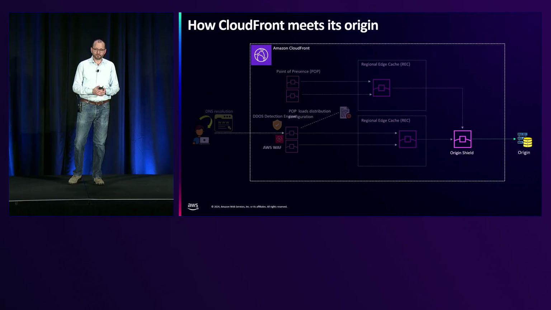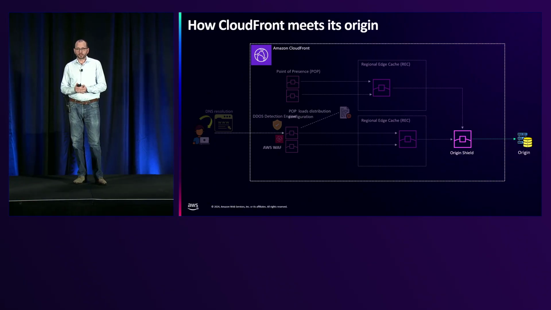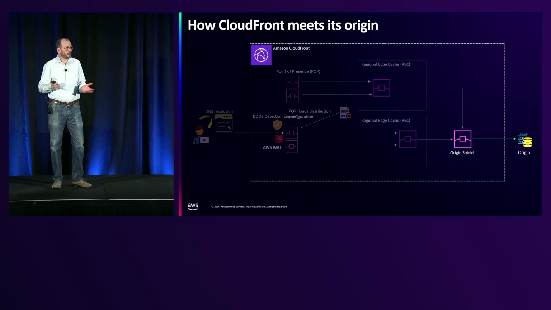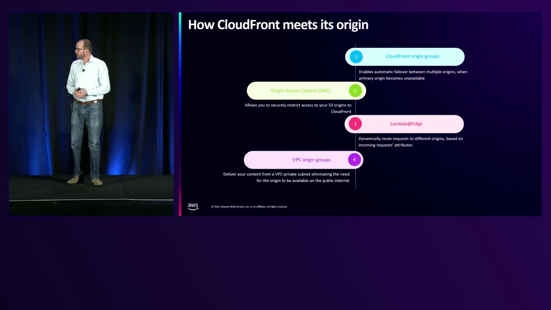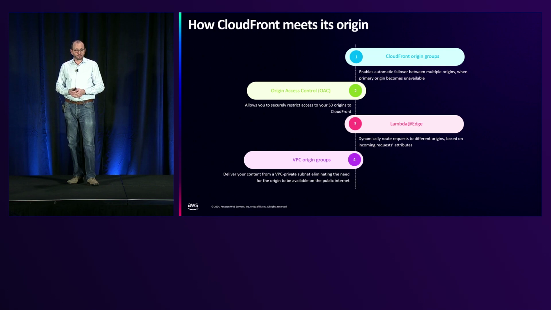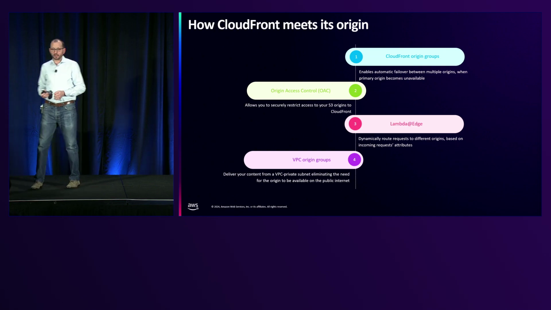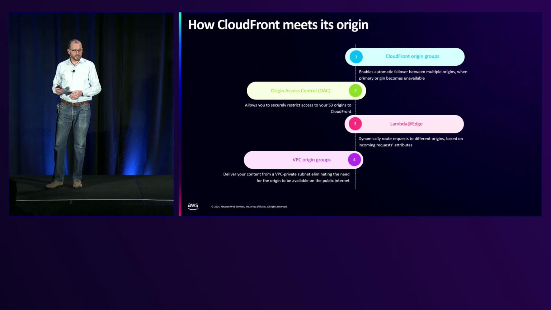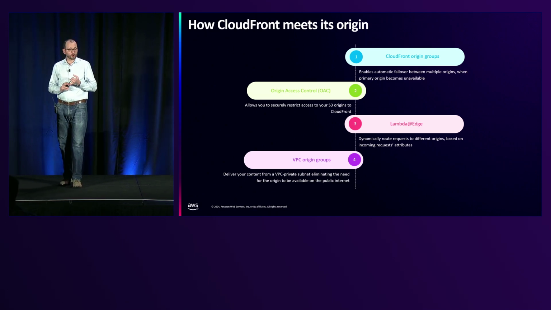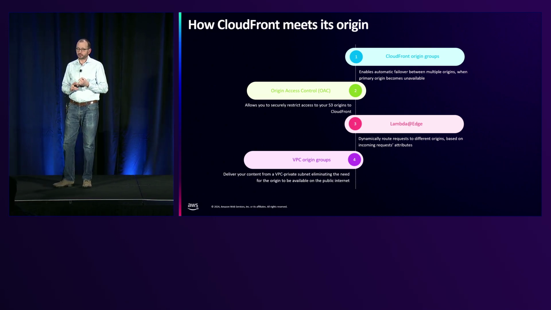All right, so your request is at the REC now. So what happens? This is where CloudFront retrieves the content from where your application is hosted, from the origin. So now we're inside the AWS network, and there are a lot of things that go into making sure CloudFront can successfully connect to your origin. We'll dive into 4 key concepts here: CloudFront origin groups, origin access control, or OAC, Lambda@Edge, and VPC origins.